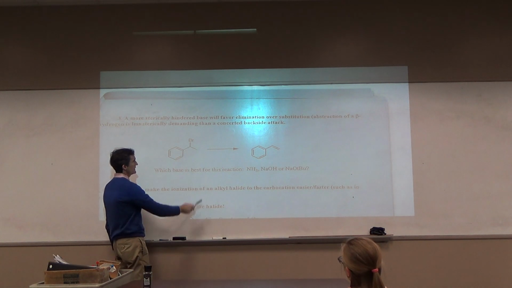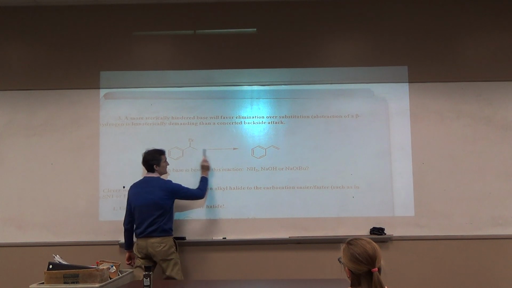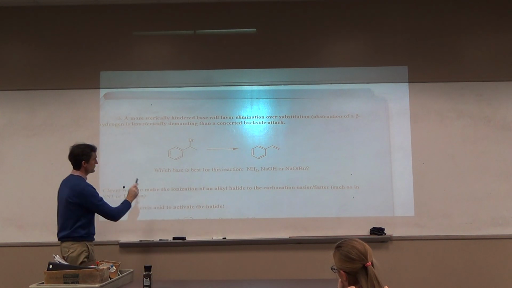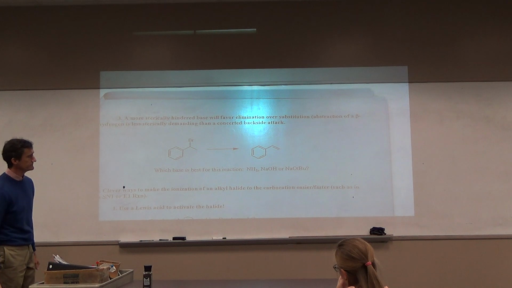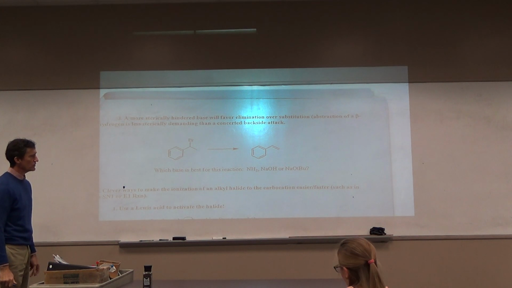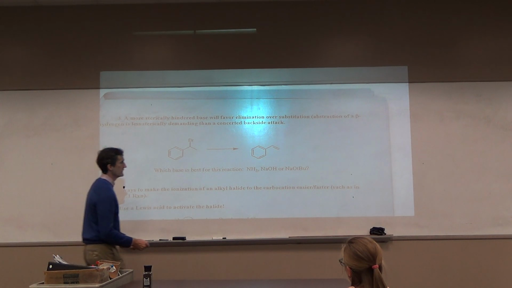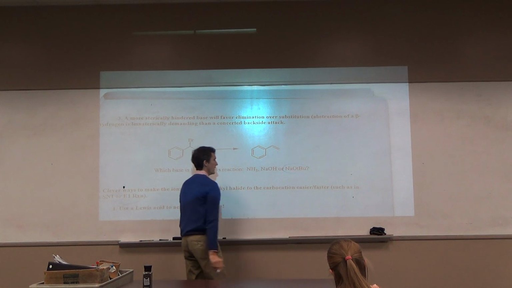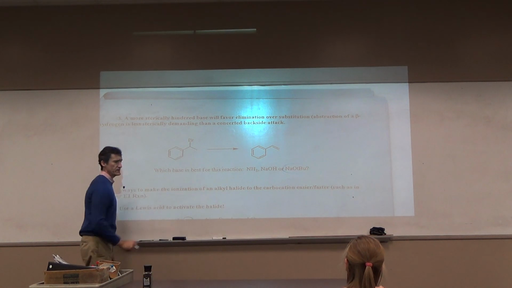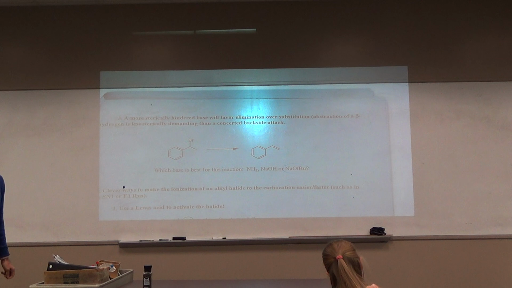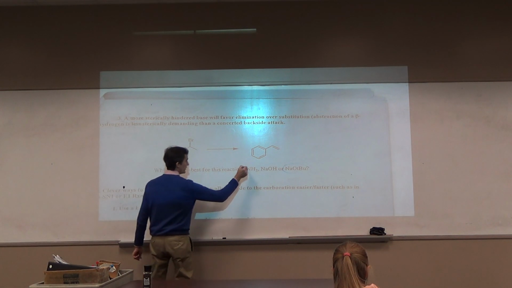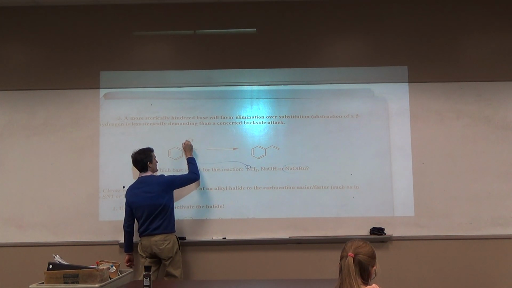We could ask questions like this. If you wanted to eliminate here and make the alkene, which base is best? Ammonia, sodium hydroxide, or sodium butoxide? Sodium butoxide. Yes, that would be your best base. Why are the other two not as good? The other two are not as good because they could do a substitution.